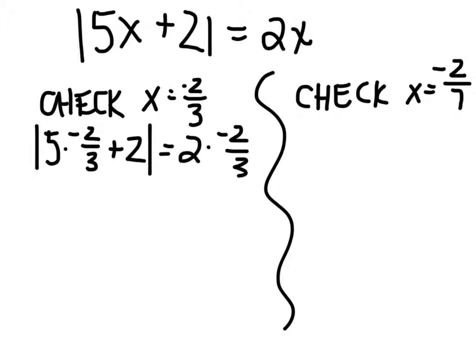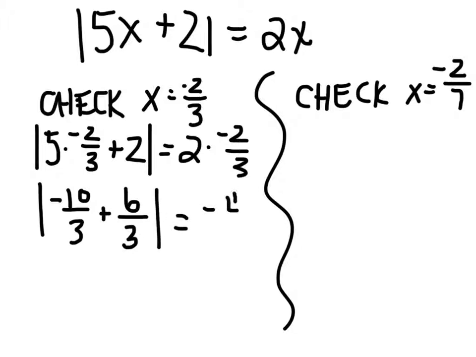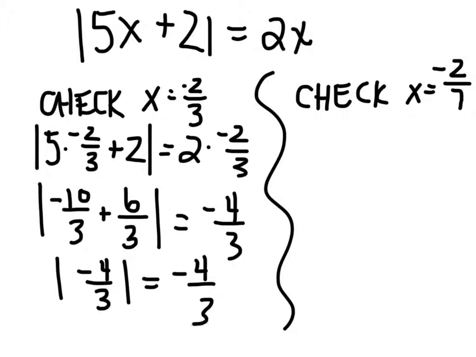When I simplify the inside of the absolute value symbol, I get negative 10/3 plus 6/3 is equal to negative 4/3. The absolute value of negative 4/3 is not equal to negative 4/3. So x equals negative 2/3 is not an actual solution. It's an imposter. It appears to be a solution when you solve, but when you plug it in, you do not get a true statement.